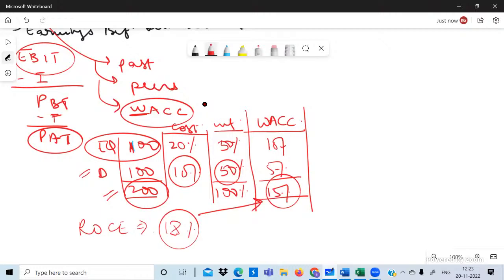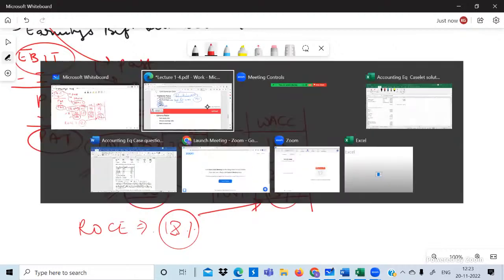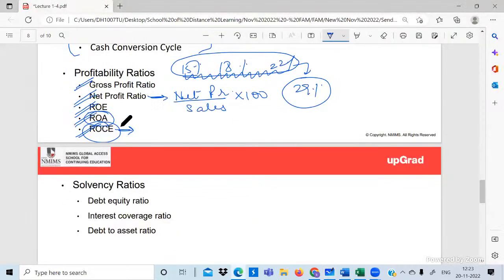Any doubt with ROCE? Any doubt with profitability ratios? Anyone? Before we start looking at, let's say, the solvency ratios.